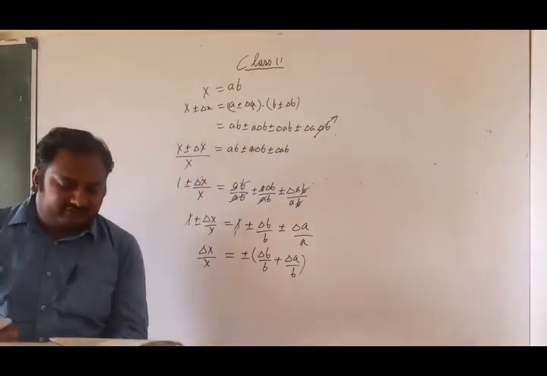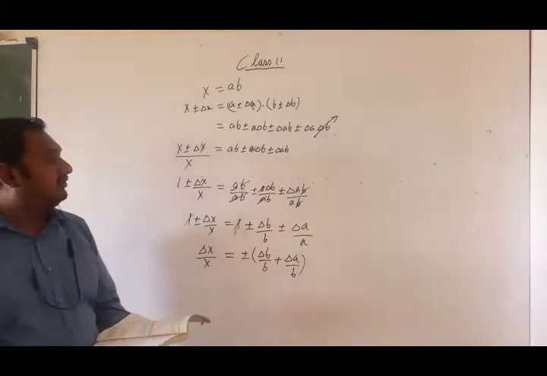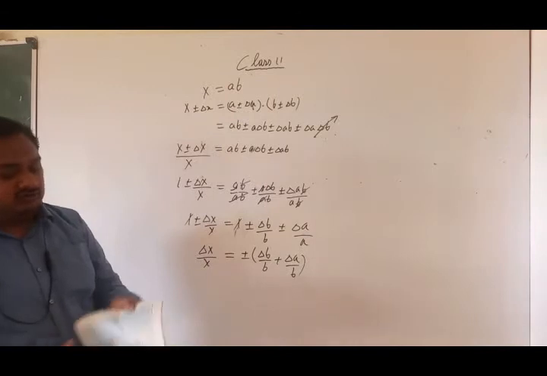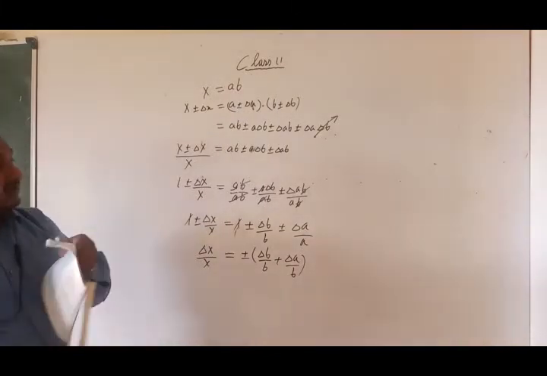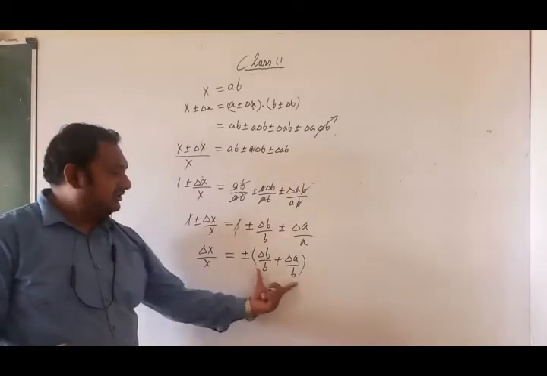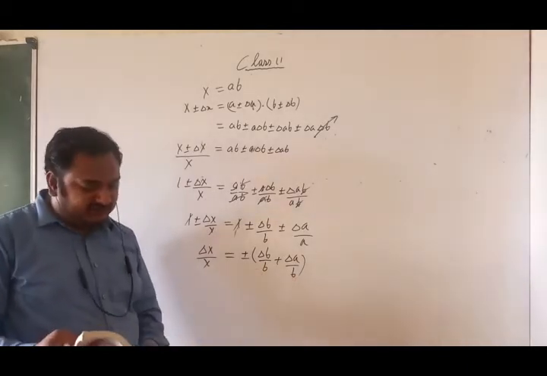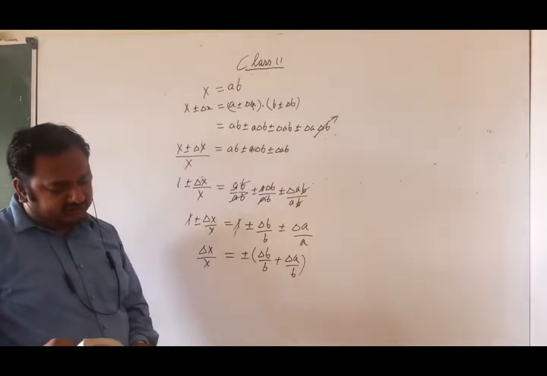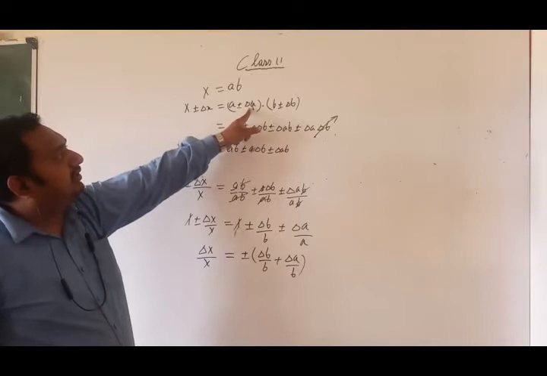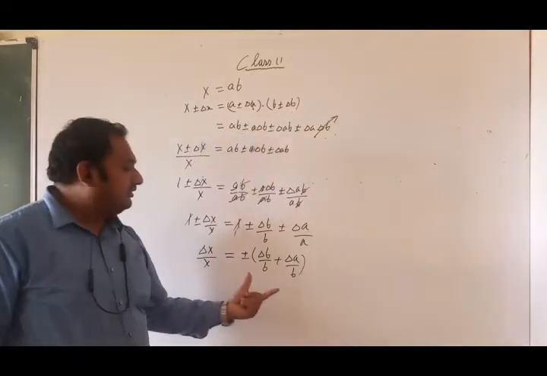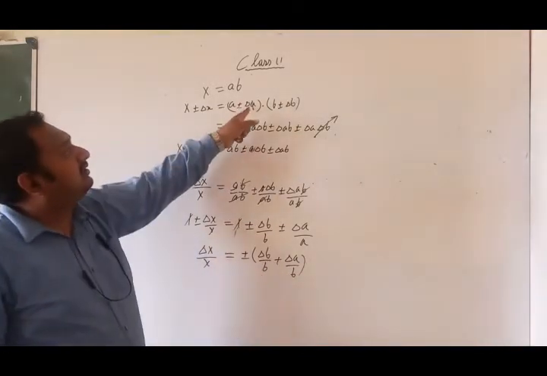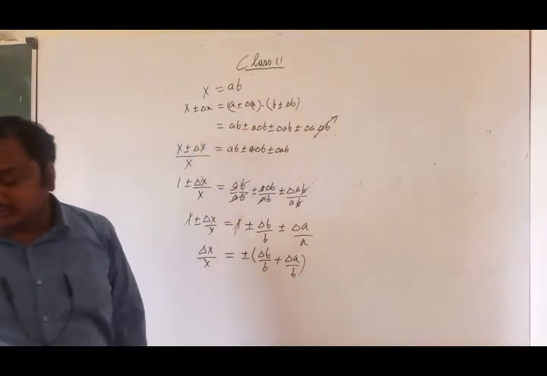So whenever the two quantities are multiplied, here we are taking the multiplication, the relative error in the result is the sum of the relative errors in the multipliers. If we find the relative error in the multipliers, this will be del A upon A, this will be del B upon B. The relative error in the result is the sum of the relative errors in the multipliers. This is a very important result.